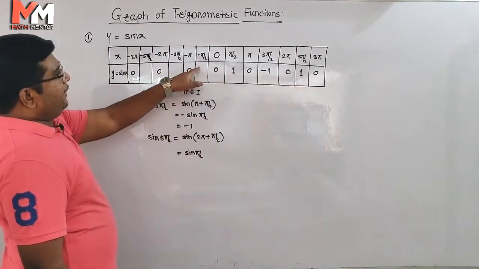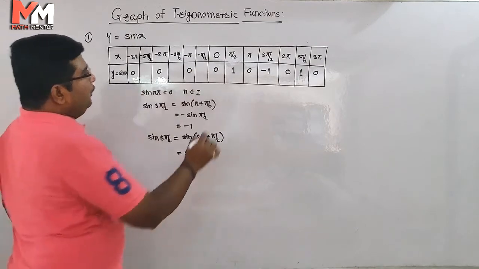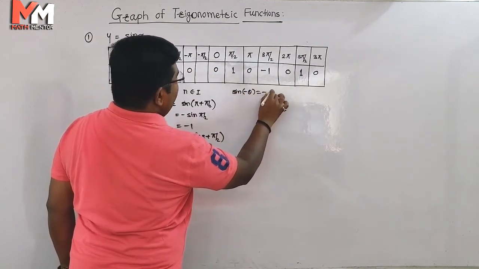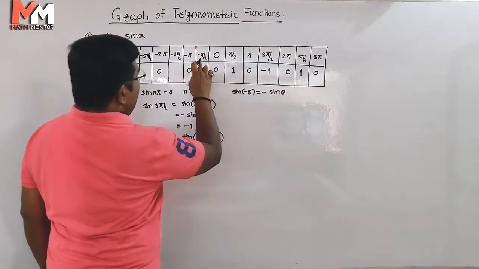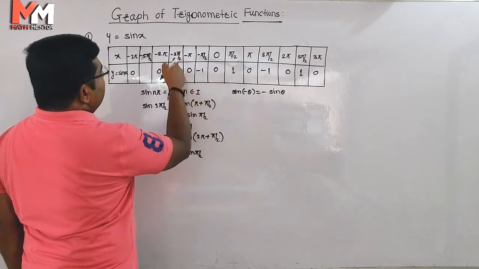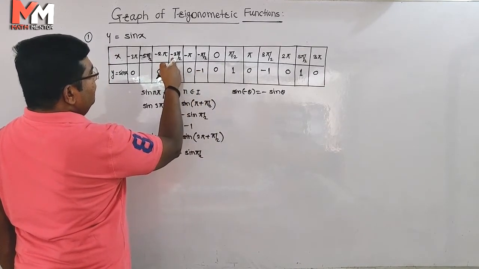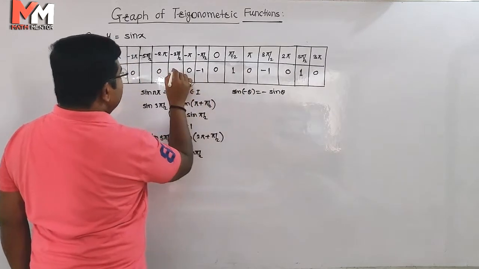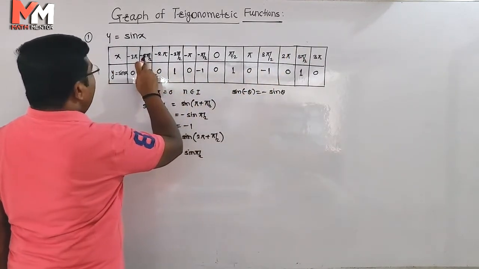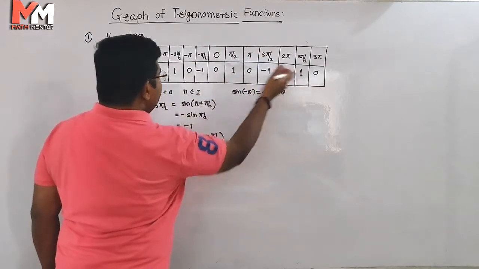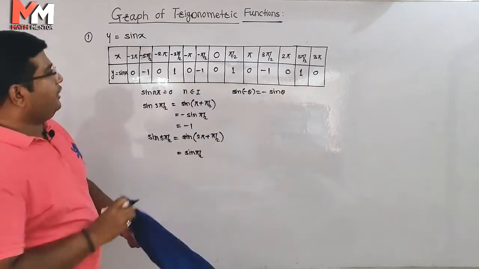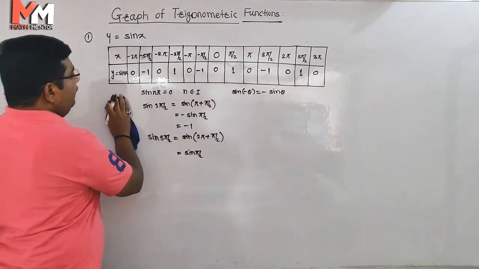Now let us see the negative values of sine. We know the formula for negative angle of sine: sine of minus theta is minus sine theta. So sine of minus pi by 2 is minus sine pi by 2, that becomes minus 1. Sine of minus 3 pi by 2 is minus sine 3 pi by 2, that is plus 1. Sine of minus 5 pi by 2 is minus sine 5 pi by 2, that is minus 1. This is the table which gives the different values of y by the corresponding values of x.